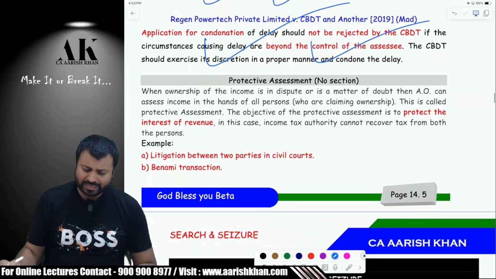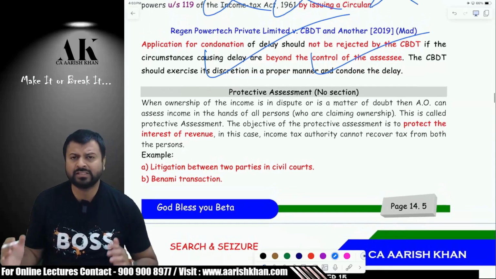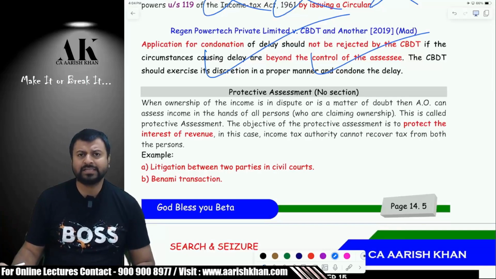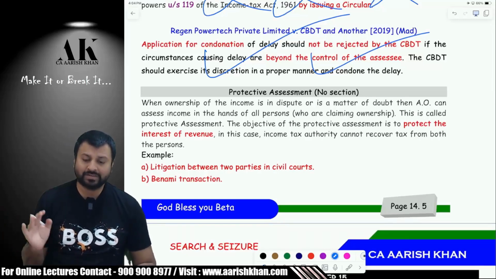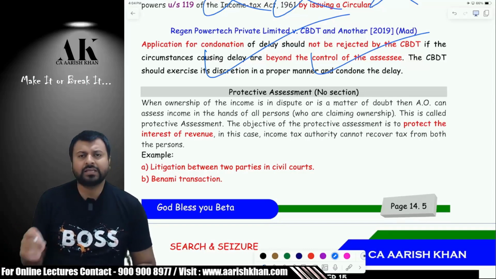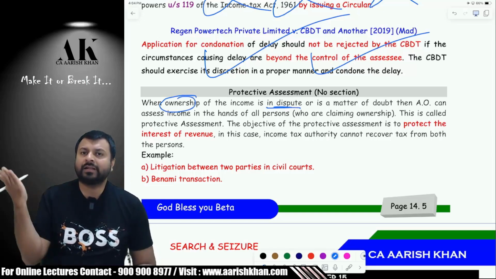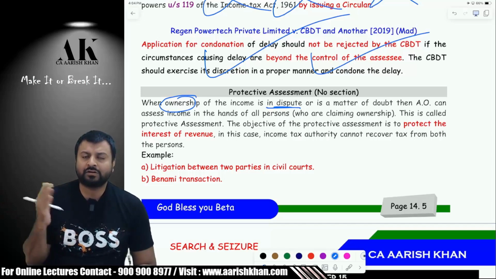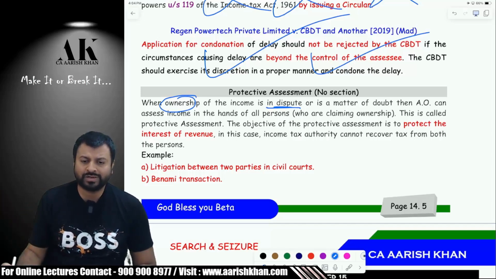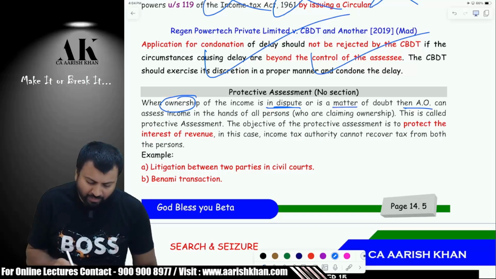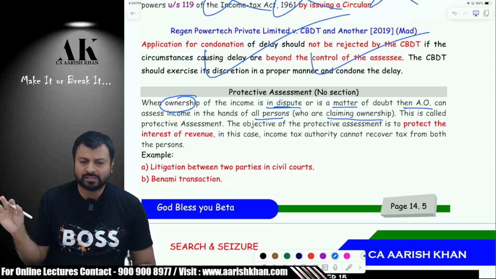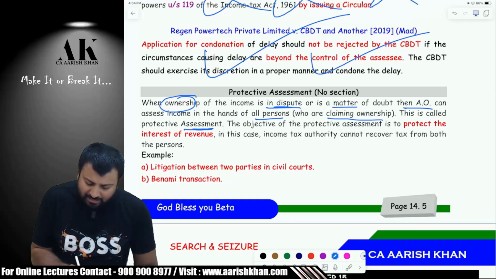Okay. Now, one last thing in this chapter, for which there is no provision under the income tax law, but this concept is there under the income tax law and it is there globally: protective assessment. Sir, what is protective assessment? Suppose the ownership of the income is in dispute. I don't know whether the income is of the elder brother or the younger brother, because a fight is going on between both of them in a court of law. It is a matter of doubt. Then the AO can assess the income in the hands of all the persons who are claiming ownership. The AO will say that the younger brother is also liable to pay tax, the elder brother is also liable to pay tax. This is called protective assessment.